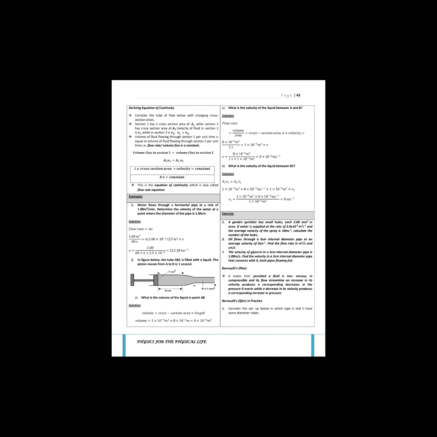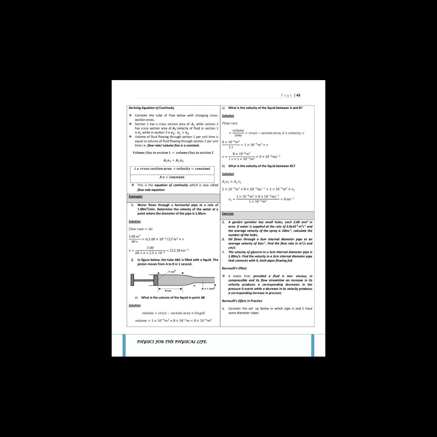Question number 1. Water flows through a horizontal pipe at a rate of 1 meter cube per minute. Determine the velocity of the water at the point where the diameter of the pipe is 1 centimeter.